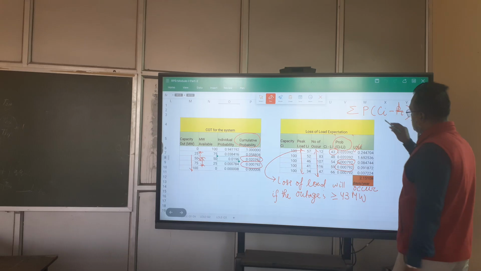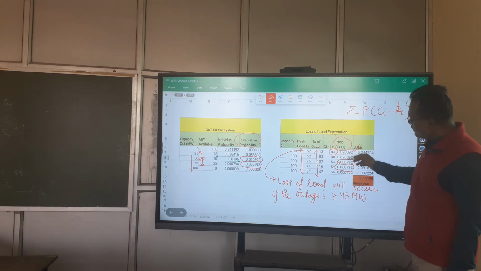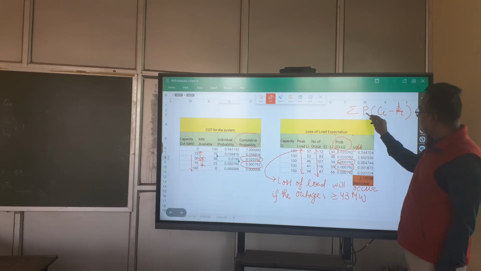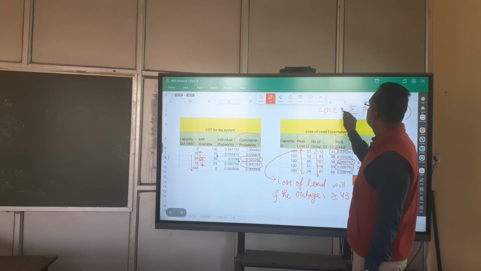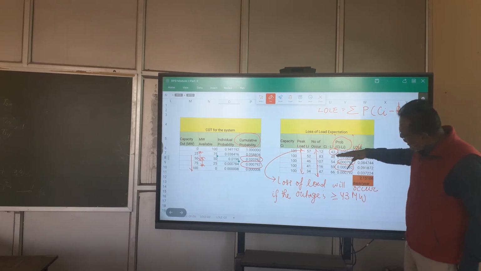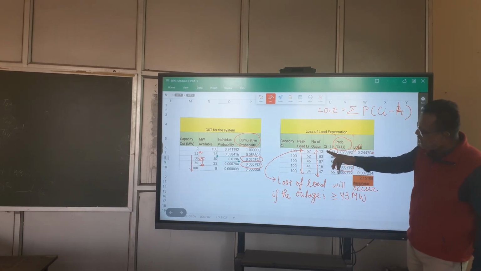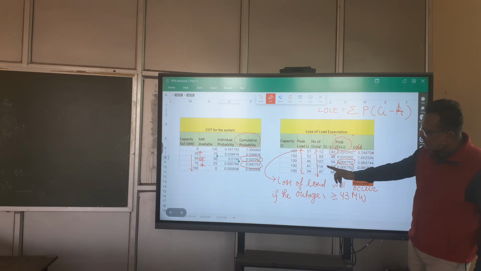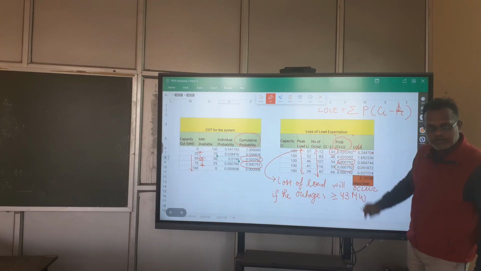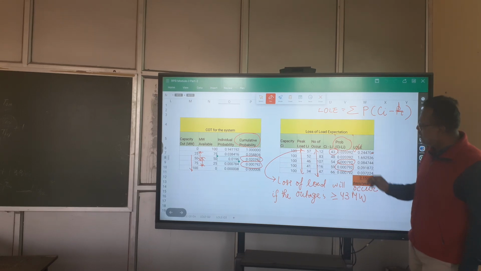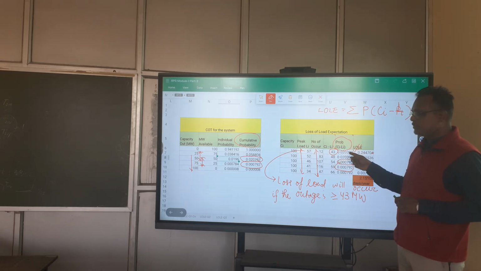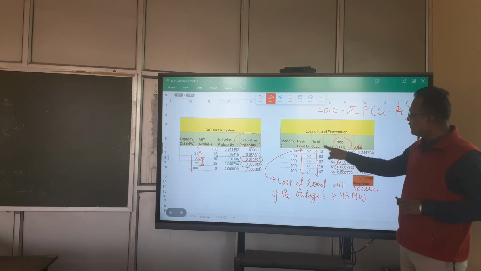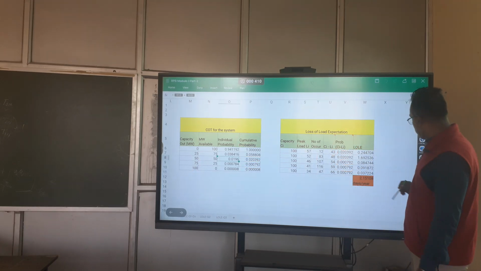Now, our requirement is to add up these probabilities to get LOLE. LOLE is the summation of these probabilities. But every instance occurs 12 times, 83 times, 107 times, 116 times, 47 times. Since this summation is there, we will simply multiply the number of occurrences with the probability of Ci minus Li.